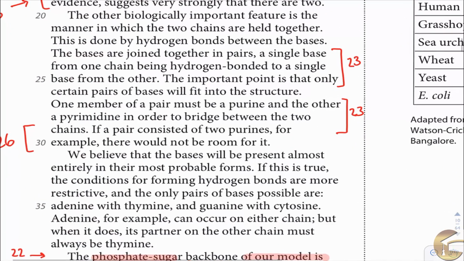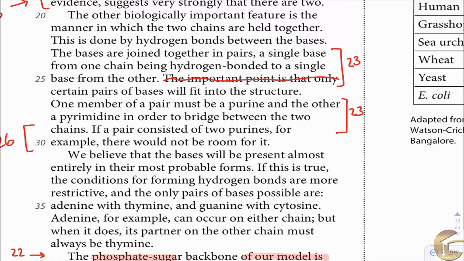C says the bases are joined together in pairs, a single base from one chain being hydrogen bonded to a single base from the other. The important point is that only certain pairs of bases will fit into the structure. And that actually isn't part of that. It doesn't look like it, because it goes into the next line. So I have C, and then I also have D. Let's just compare the two. One member of a pair must be a purine and the other a pyrimidine in order to bridge between the two chains.